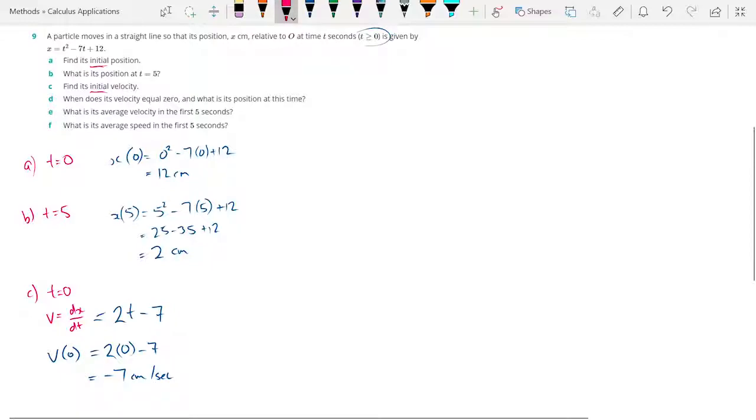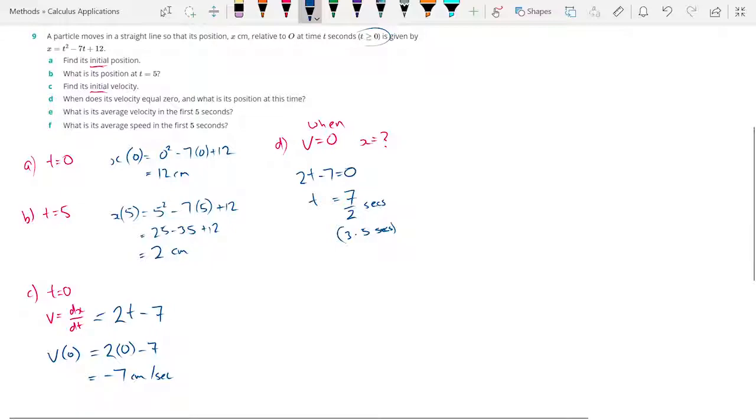Part D is saying when does its velocity equal 0? So when does v equal 0, and what is its position at this time? So we'll end up finding the x value when the velocity is 0. So let's use our velocity formula, which was 2t minus 7, and set it equal to 0. And we can rearrange to get t by itself. So t would equal 7 on 2 seconds, or 3.5 seconds if you want to work in decimal places.